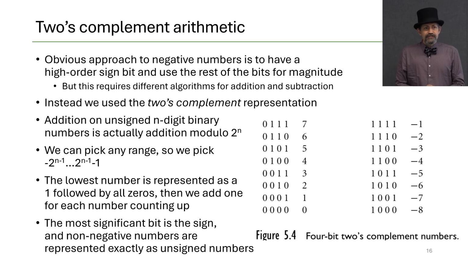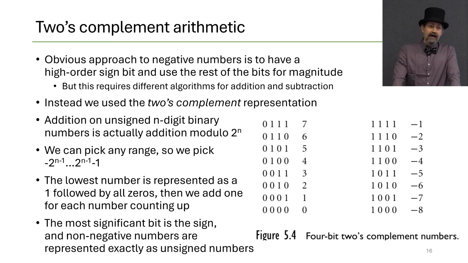So in this representation, there are some nice properties, right? The most significant bit is the sign. So the most significant bit is 0 for all the positive numbers, including 0. And the most significant bit is 1 for all the negative numbers, including -8 here in this example. And the non-negative numbers are represented exactly as unsigned numbers, right?